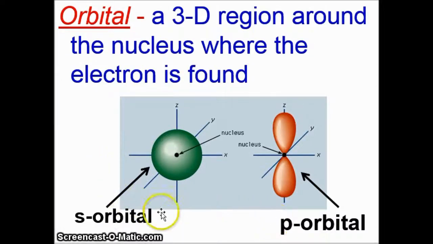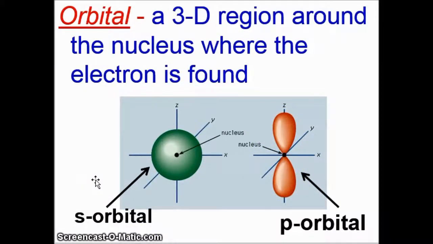And here are two different orbital shapes. There's more than just these two shapes. We're going to look at them all today, but these are two basic ones. The s orbital here is just a sphere shape. And then we have the p orbital that's more like a dumbbell shape.